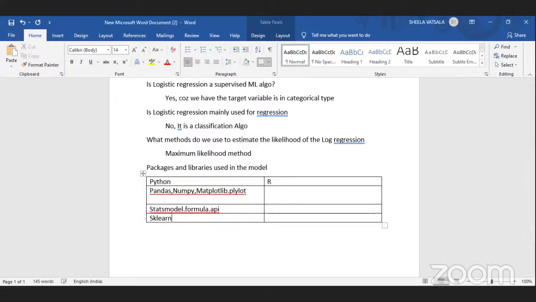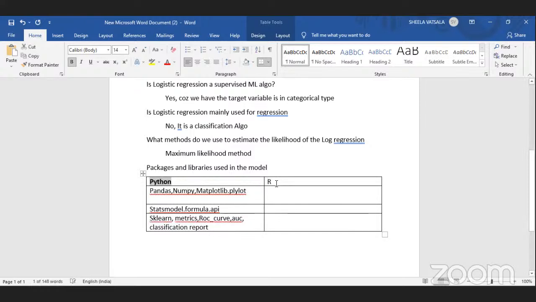And in sklearn we have metrics, right? In metrics, we have roc_curve, we have AUC, we have auc score, we have classification report, etc. All right. These are some things we typically use in Python while working on a logistic regression model.